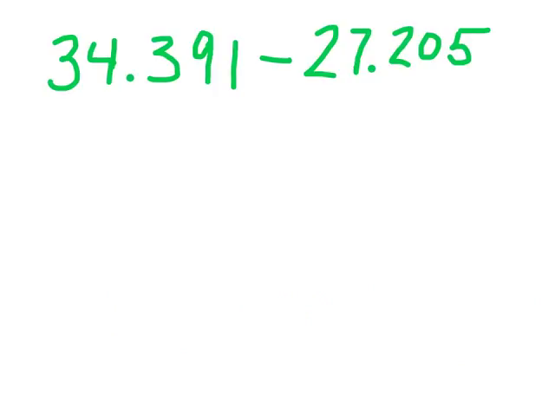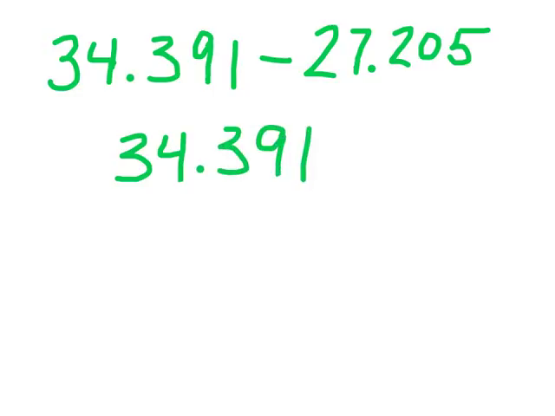Now let's try a subtraction question. Let's subtract 34 and 391 thousandths minus 27 and 205 thousandths. We're going to try a strategy that's a little bit different. The first number that I'm subtracting, and you could do this for addition as well, I'm going to keep as is. I'm not going to change it. So it's 34 and 391 thousandths.